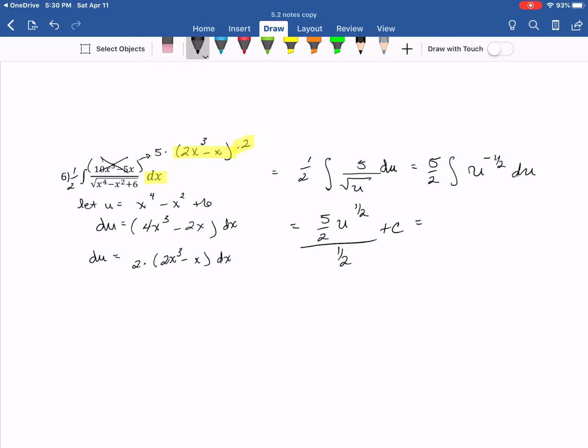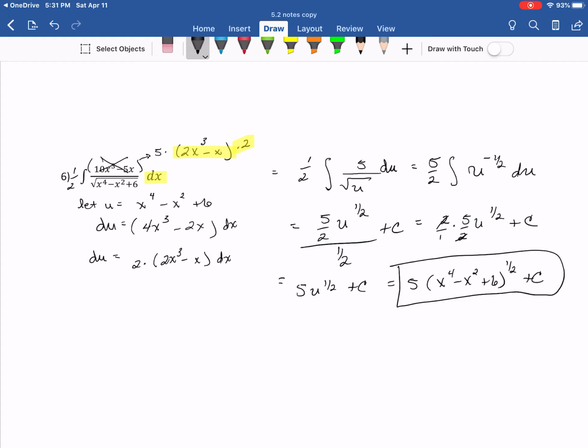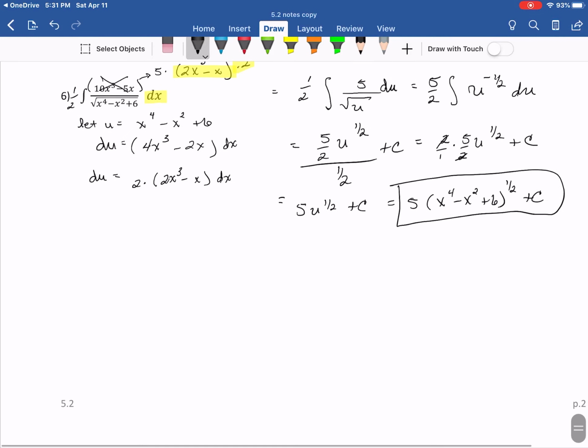And I'm going to write that as, let's see, 2 over 1 times 5 over 2, u to the 1/2 plus c. And those 2's cancel out. And now I have 5 u to the 1/2 plus c. And go back with the u and write that as 5 times x to the 4th minus x squared plus 6 to the 1/2 and plus c. Add that constant. That's the end. All right.